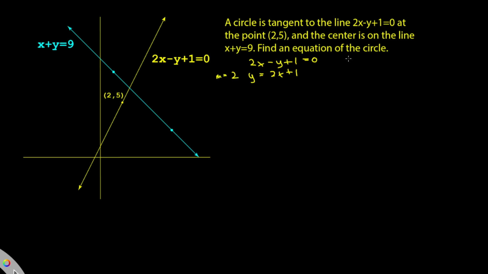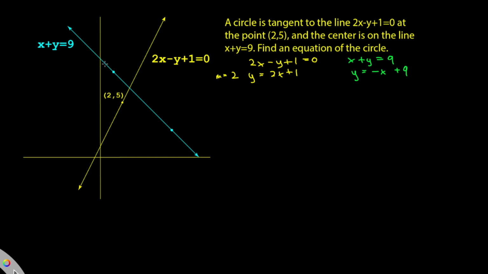Now for the green line, x plus y equals 9. So y equals negative x plus 9. So now we need a circle somewhere on this green line. One of the things you want to do with analytical geometry problems is draw them out, so you can get an idea of what solutions look like, how many solutions, stuff like that.